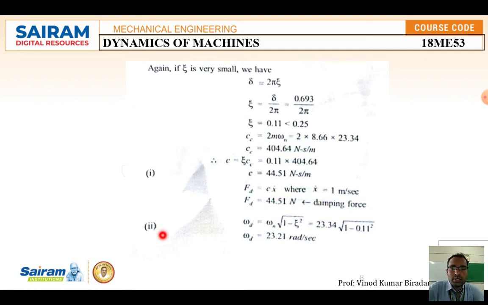The second one they are asking is omega d, that is the damped angular frequency, which is equal to omega n square root of 1 minus zeta square. We have the omega n value and zeta value, so substitute here and you get omega d is equal to 23.21 radian per second. So this is omega d, the damped angular frequency.